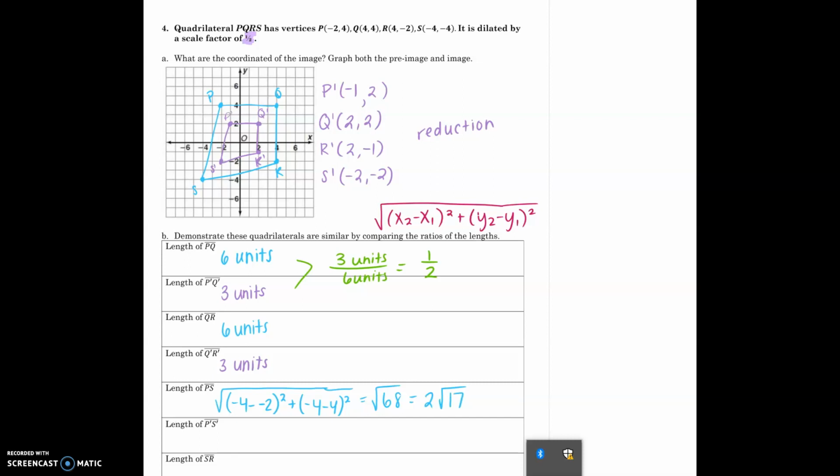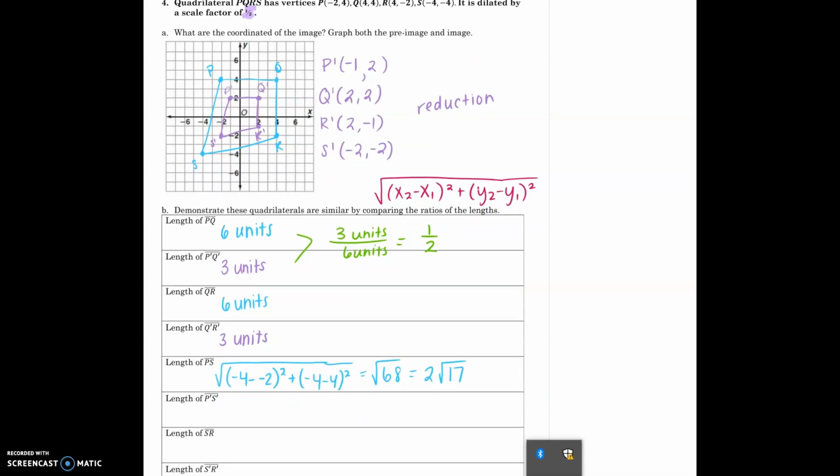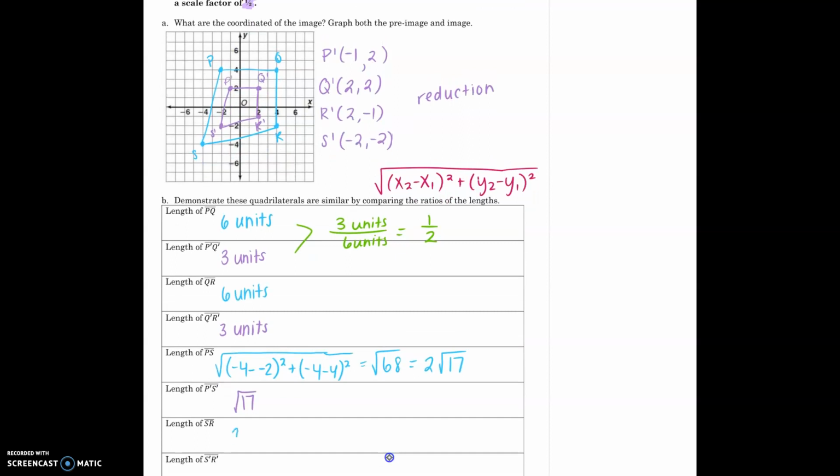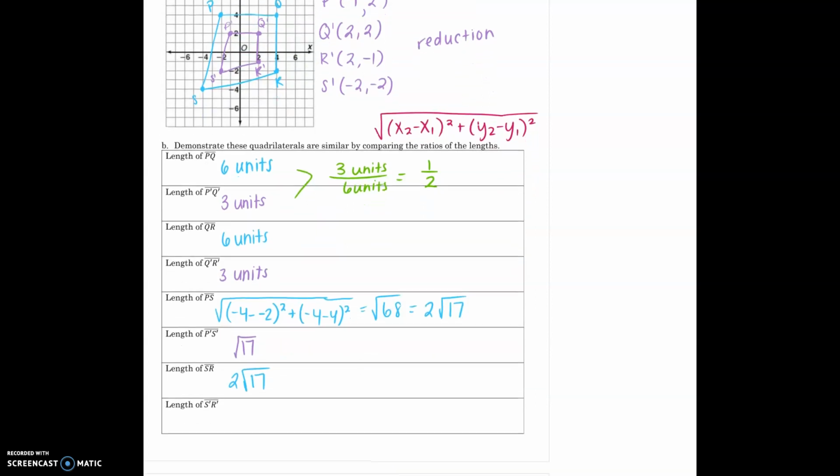To save time, I'm just going to give you the rest of the lengths here. If we use the distance formula to find the length between P prime and S prime, we would get the square root of 17. For the length of SR, we would get 2 times the square root of 17. And for the length of S prime R prime, we would get the square root of 17. So as you can see, for the length of PS and the length of P prime S prime, if we divided the image length by the pre-image length, we would get our scale factor of 1/2. Same thing for the length of SR and the length of S prime R prime.